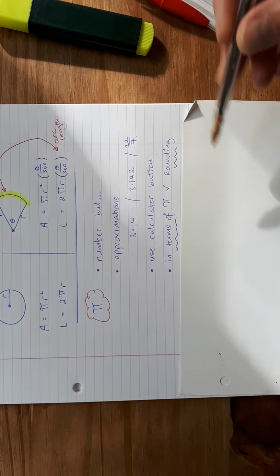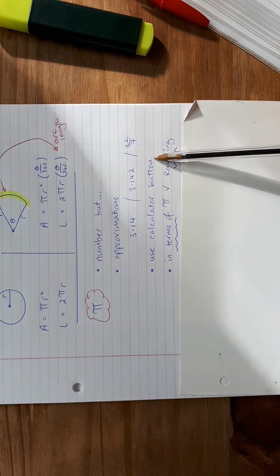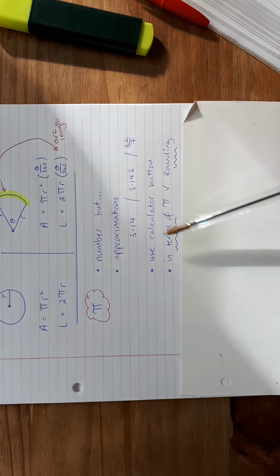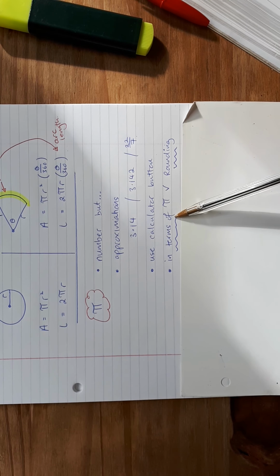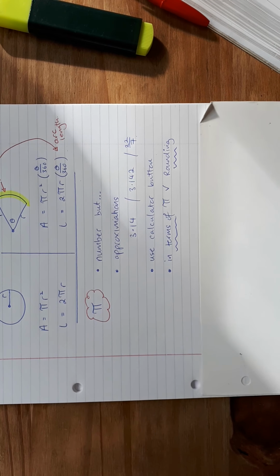So just be really careful that you should be using the calculator button version of pi unless specified that you're to use one of those. Leave it in terms of pi unless afterwards it says round to however many decimal places or whatever.